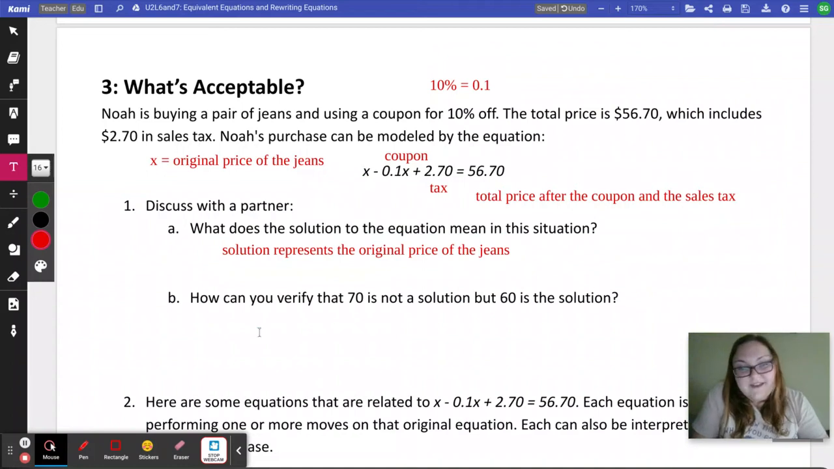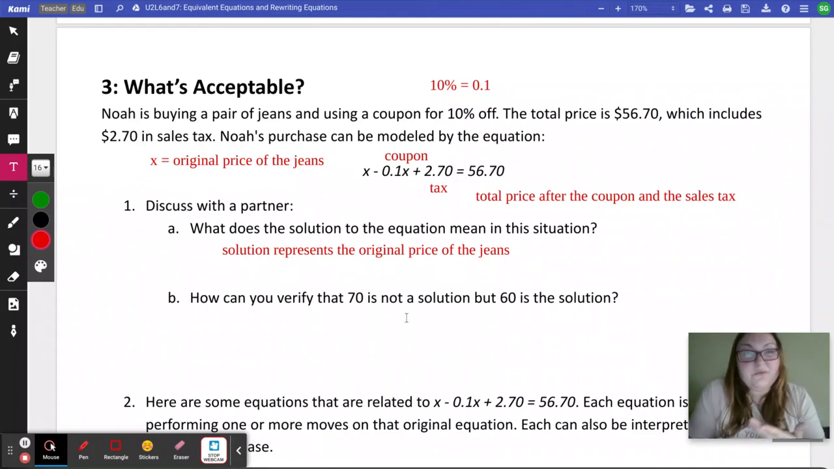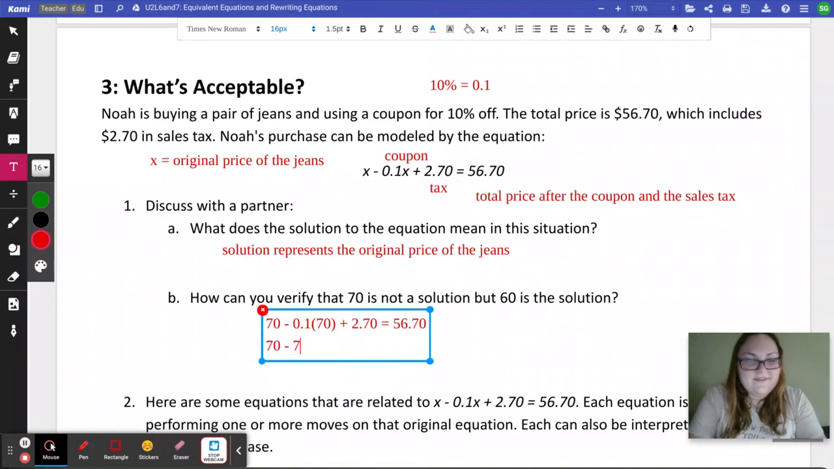So for the second part then, knowing that our solution is talking about X and that original price of jeans, how could you verify that 70 is not the solution? Well, if 70 is not the solution, it means that 70 is not the original price of jeans. I could verify that or prove that 70 isn't the solution by putting 70 into this equation for X. I could say 70 minus 0.1 times 70 plus 270 equals 5670. You do that math, it looks something like this.